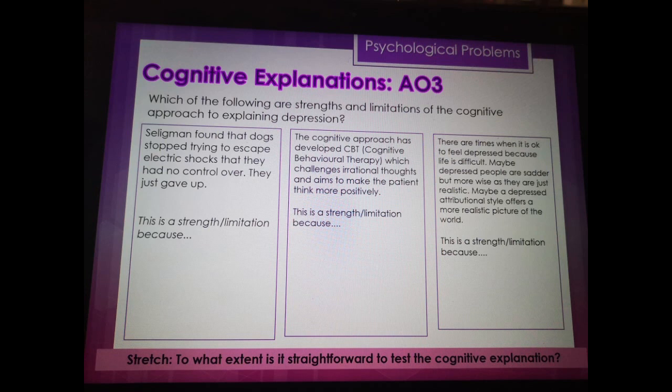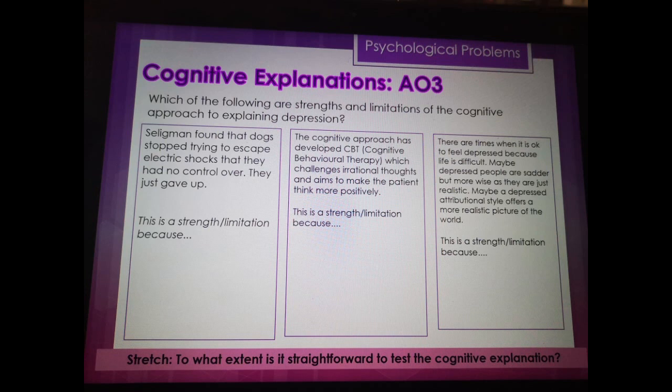Therefore, a negative attributional style may actually be a more accurate way of looking at the world than the cognitive explanation suggests. Okay, so we are not saying you have to be positive all the time. Everything is always going to be perfect. We also have to be realistic when we are looking at these things. And so actually sometimes to see the negatives in things is not such a bad thing.